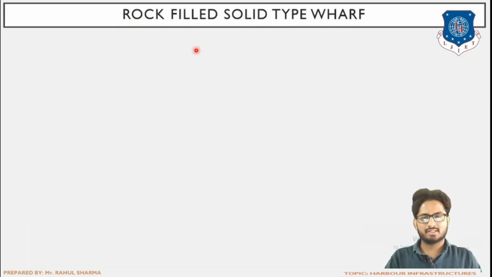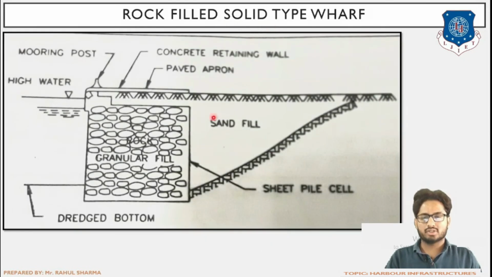Next in wharf is the rock filled solid type wharf. Now up till now we have seen two types which were both of open type. Now this is the solid type wharf. So here there is a solid structure, that is, there is no existence of a gap between successive structures which are transferring the load from platform to the bottom. So this is a solid construction. Let's see the labels. Mooring post, that is bollards which we have seen. Paved apron we have seen, that is for increasing a sort of stability and on which the movement will take place.